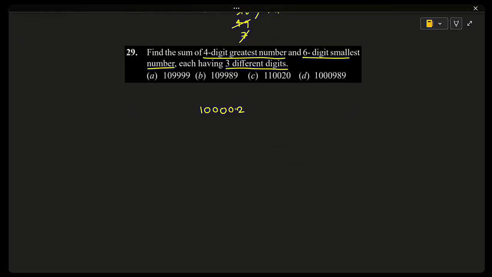What digits are there in this? 1, 0 and 2. The 4-digit greatest number we want, that is also having 3 different digits. So I can start with 9, 9, but I cannot continue 9, 9. Why? Because even if I write 9, 9, I will have only 1 digit. So let me write 8 here. But I cannot write 8 again. I should use 7. Why? Because we want 3 different digits. They're asking the sum of these two. That is 9, 8, 9, 9, 1, 0. So the answer is 109989. That is option B.